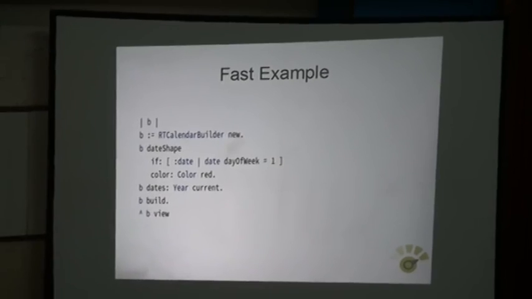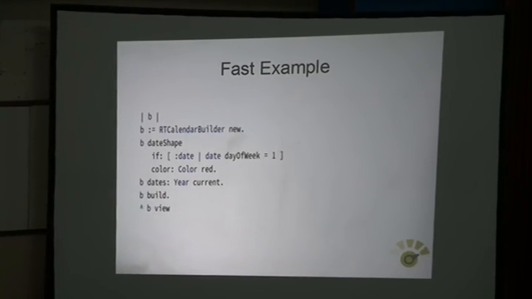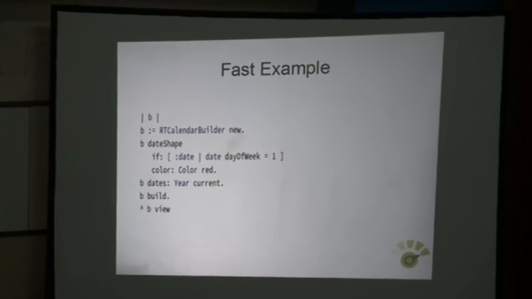This is a fast example. This is a script with Roassal. In this script, I am using the calendar builder. And with the calendar builder, I want to create a calendar. So with that, I can say when the date is, for example, the first date of the week, I can put the color red. And what days are going to visualize all the dates of this year? So the result for this example is this calendar. I don't know if you can see in the last. Yeah. So if you see, this is a fast way to do that. So Roassal provides a lot of tools that you can use in order to create a fast visualization with small scripts.